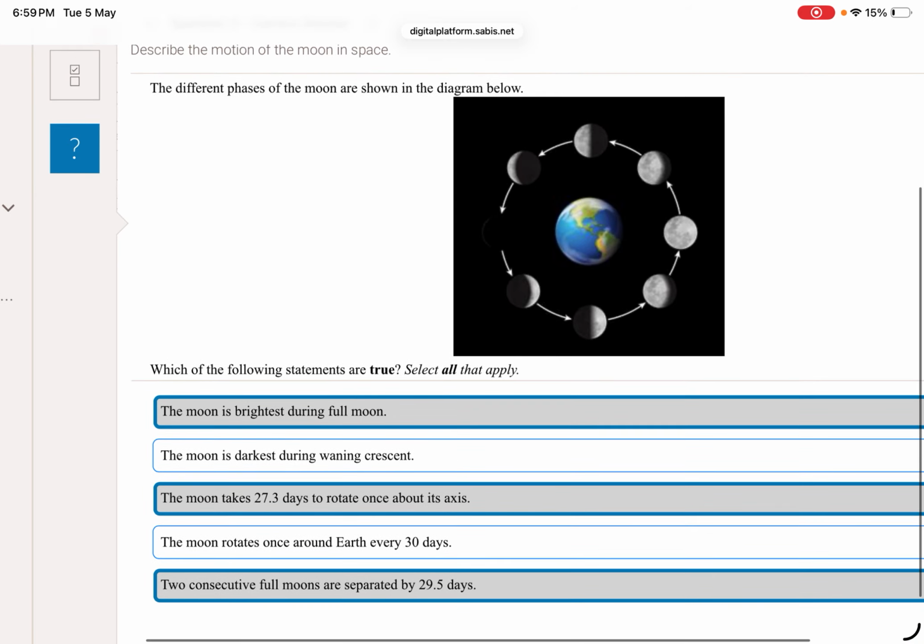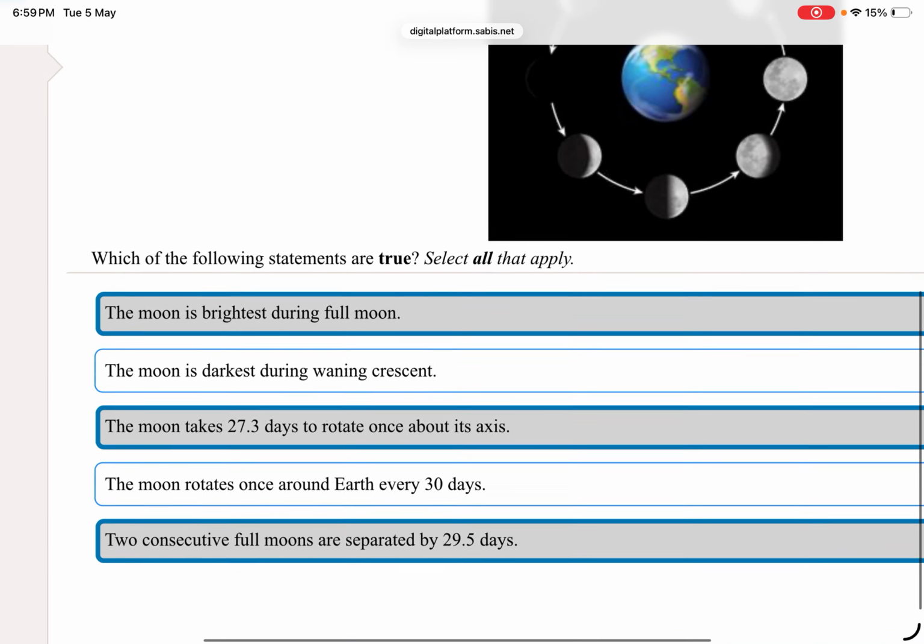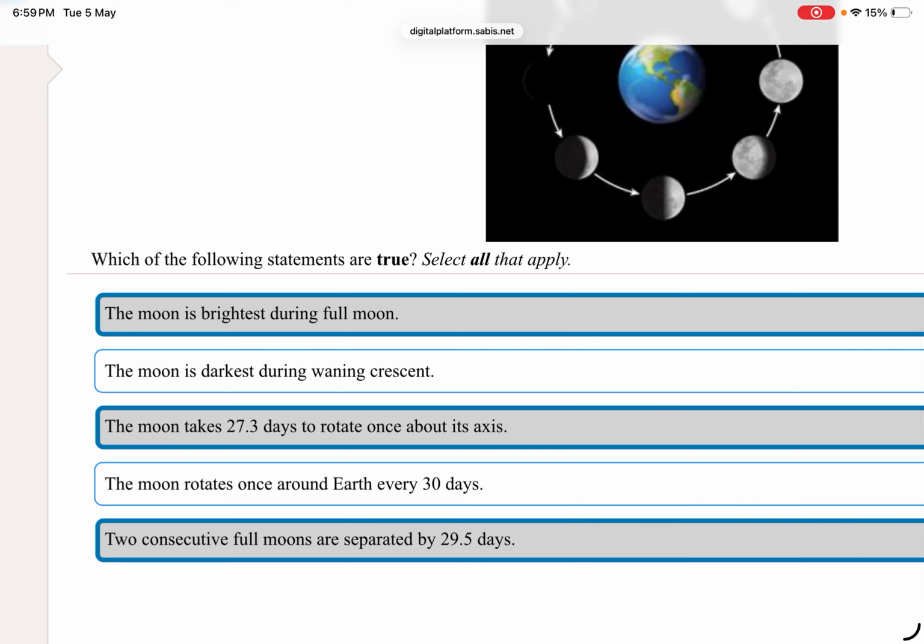The moon rotates once around the day every 30. It's false because it doesn't take 30 days, as you said here. It takes 27.3. And then the last one, two consecutive full moons are separated by 29.5 days. You have to memorize this. Also, there's no way, I cannot explain it.